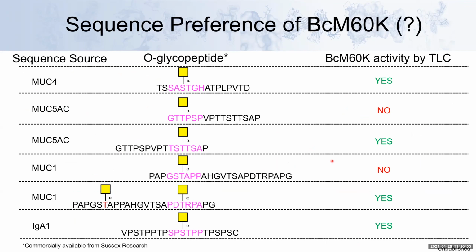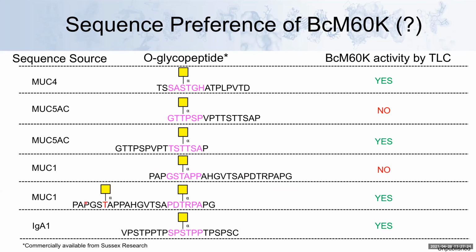And so this is hot off the presses. Ben just did this yesterday. And what we did is we ordered a series of commercially available glycopeptides from Sussex Research. And we just assayed BCM60K on these and looked for activity by TLC. And what you can see here is this is the MUC1 peptide, but it's different than the one we used. It still has the same sequence, it's just longer, but there's no activity on that. So totally consistent with what we'd seen before for this particular enzyme.